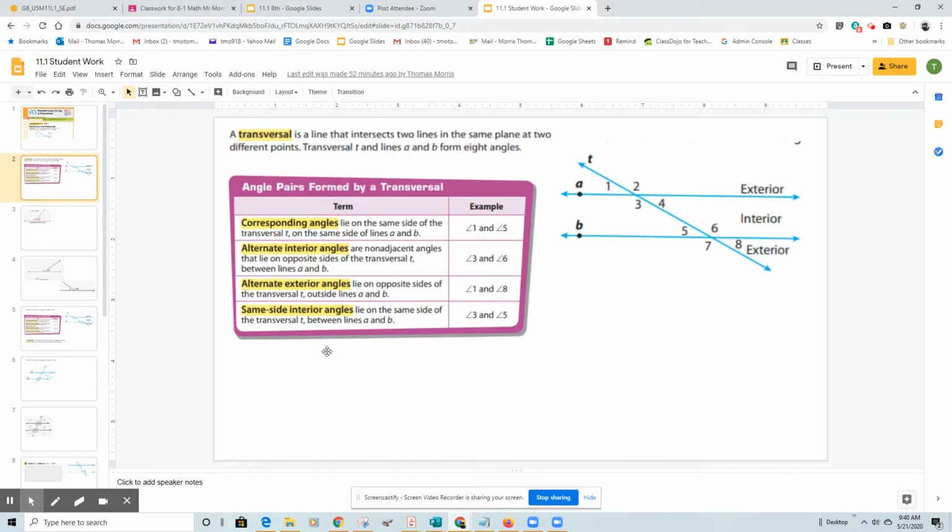There's no way for you guys to, you could memorize these, but you're going to forget them over the summer most likely. So the whole idea is for us to understand the concepts behind them. Let's just go over them, corresponding. Let's look at our examples. So we have 1 and 5.